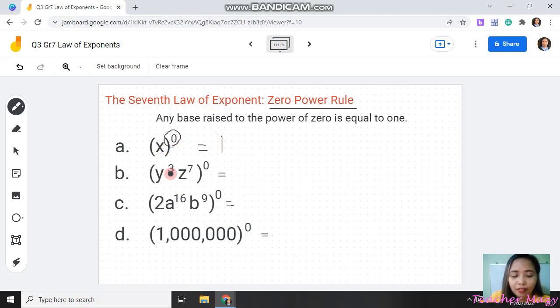So we have y cubed and then z raised to 7, but it has a parenthesis here. That means we have a grouping symbol and 0 as the exponent outside. That is equal to 1. And this is also 1. And 1 million raised to 0 is also equal to 1. So basta may nakita kayong grouping symbol, ayan, may grouping symbol for the 2 or more variables, and outside is raised to 0, huwag na kayong mag-aksaya na computin yung nasa loob because that is equal to 1.